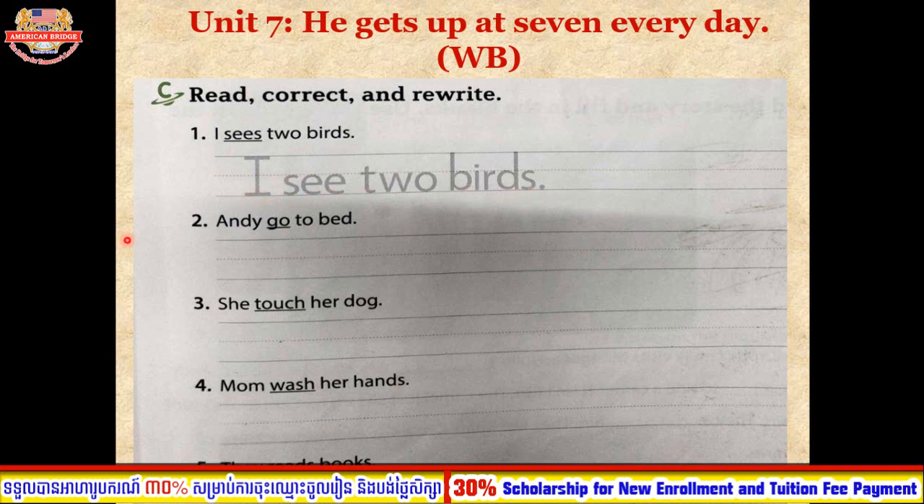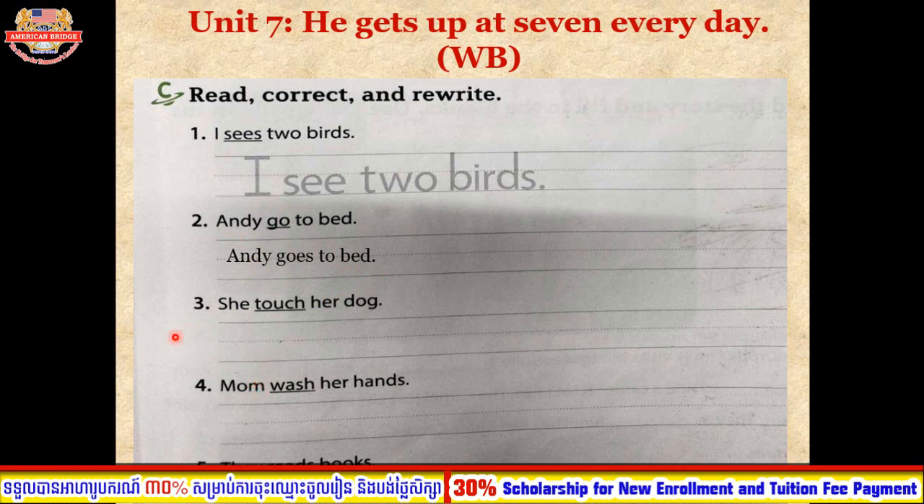Got it? Number 2, Andy go to bed. Andy, how many names? Only one, right? So it refers to the singular noun. So with a singular noun we use the verb that has S. So that's why this one is wrong, because they do not add S at all, right? So what should you do? Yes, you need to change go to what is it? Goes. So we need to say Andy goes to bed. Got it? That's good. Andy goes to bed.